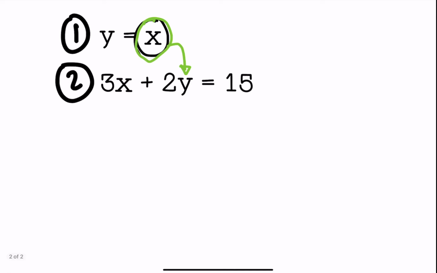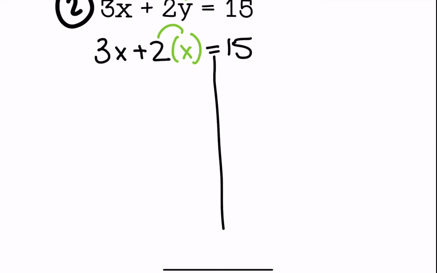So let's do that. So 3x plus 2 still stays the same, but this time I got an x there instead of a y equals 15. All right, now I'm going to do some math stuff. So 2 times x is 2x, still positive.